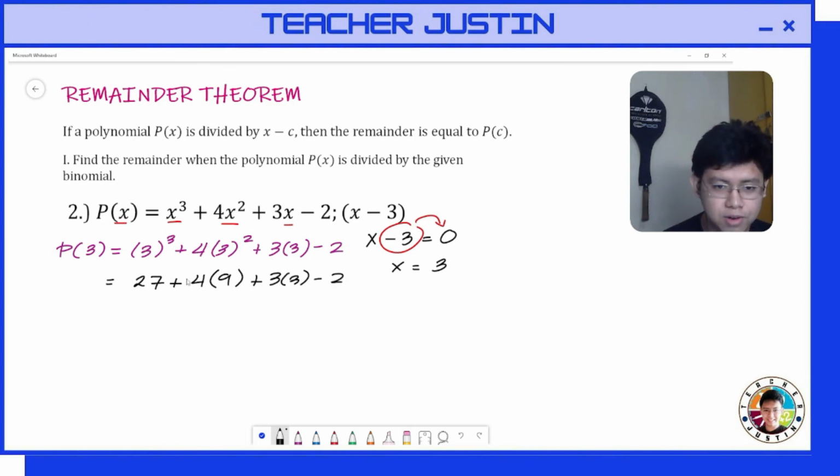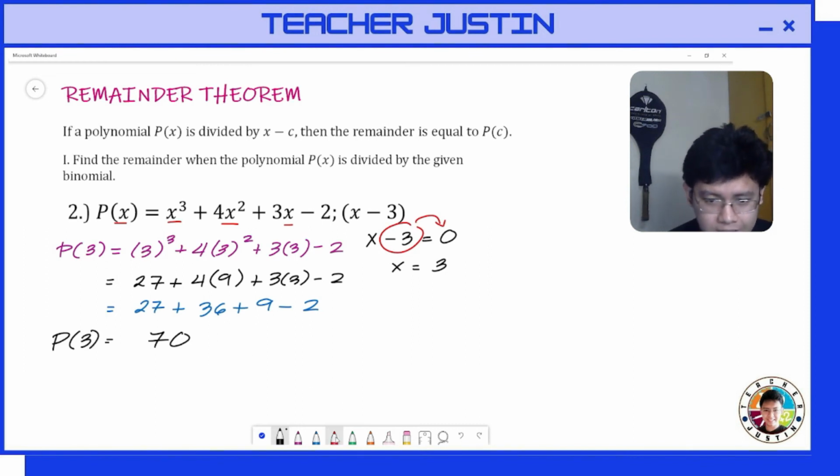We simplified our exponent. Let's multiply from left to right. So we have 27 plus 4 times 9 is 36 plus 3 times 3 is 9 minus 2. Let's add and subtract from left to right. So we have 27 plus 36 plus 9 minus 2, and that will give us 70. So p of 3 is equal to 70, and 70 here will be our remainder.